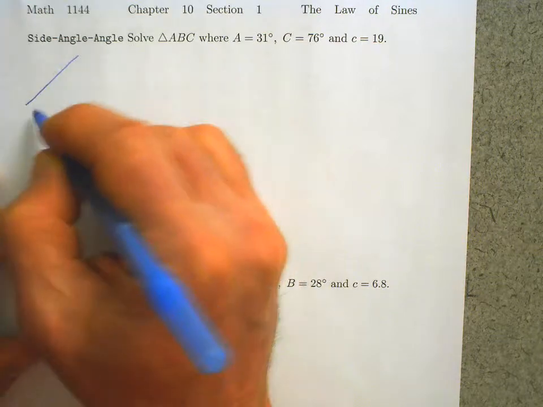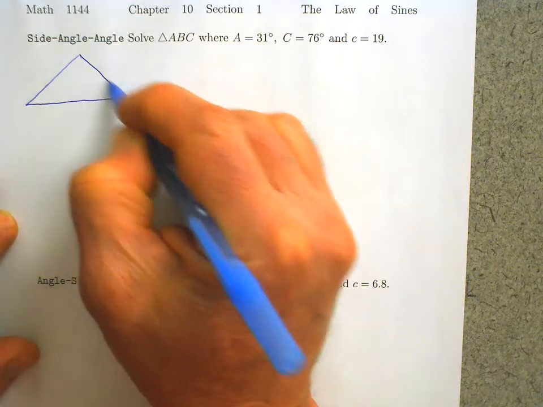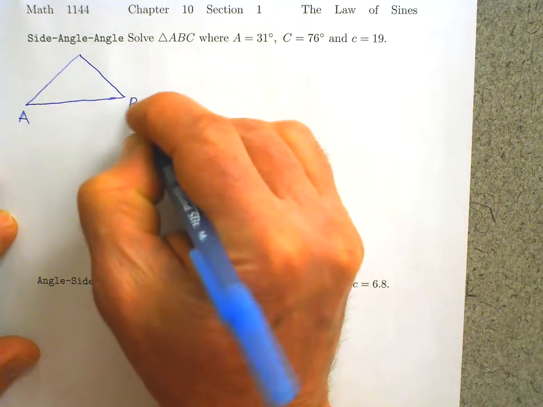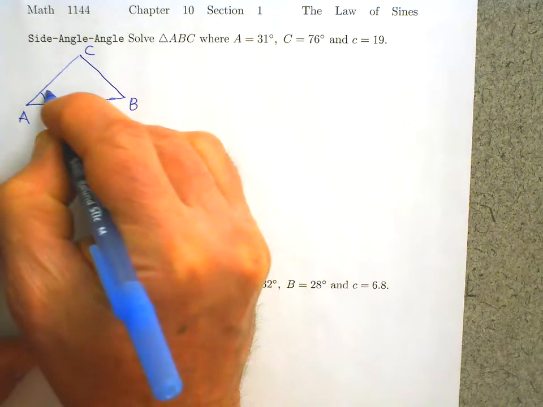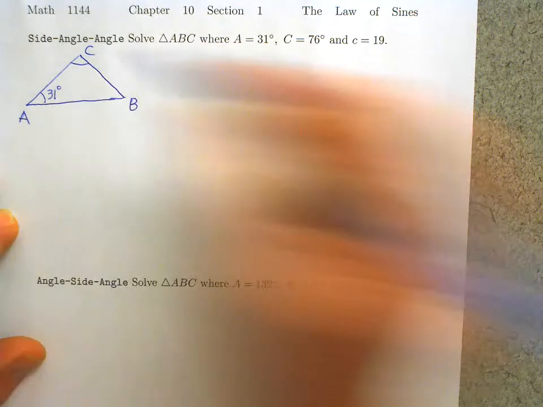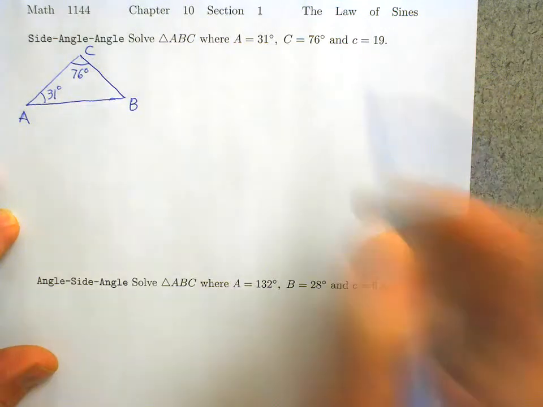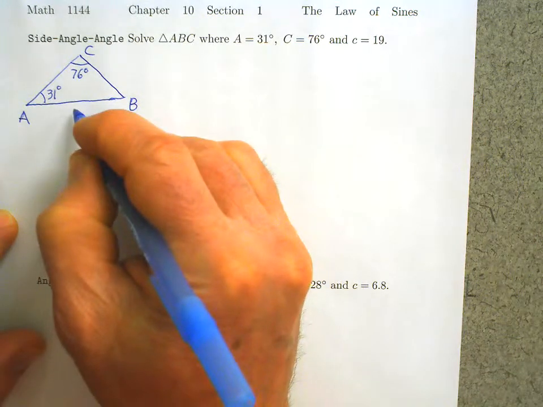So sometimes it helps to just draw the triangle, and I'll label it A, B, and C. Angle A is known to be 31 degrees. Angle C is known to be 76 degrees. And the side opposite angle C is known to be 19.